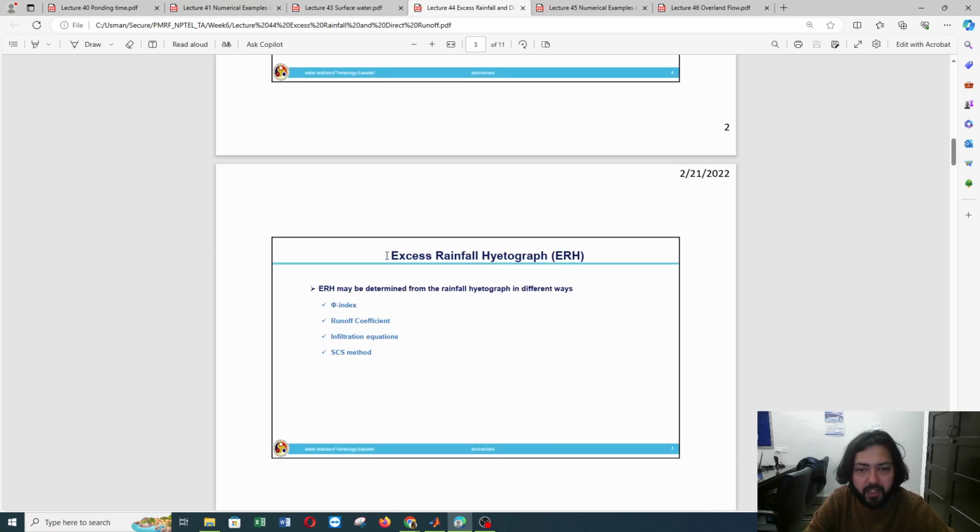Now there are many different ways to calculate the excess rainfall hyetograph. There are 4 different ways, so let us see them one by one. First, we can calculate the excess rainfall hyetograph using the phi index. Then there is the runoff coefficient, then the infiltration equation, and last the SCS method. Let us see each one of them.